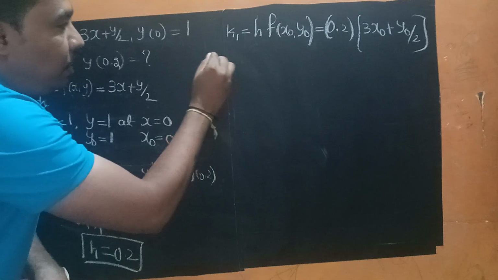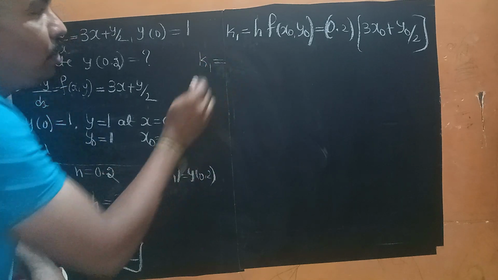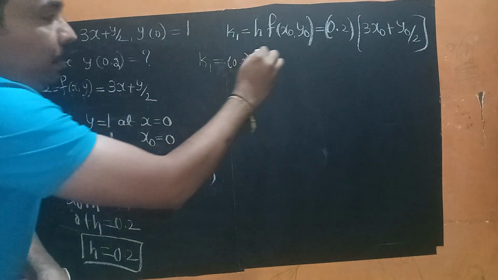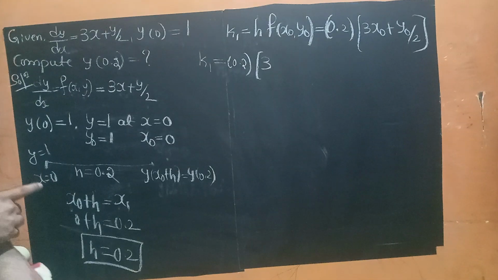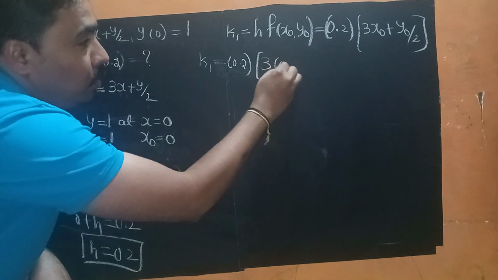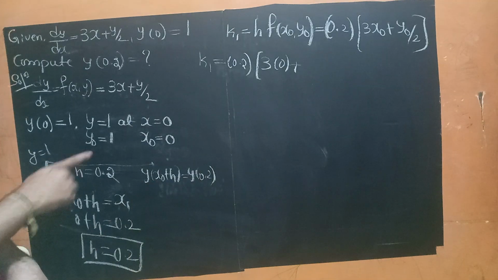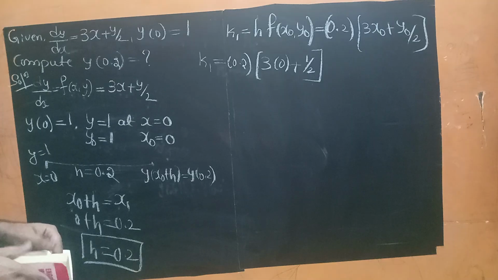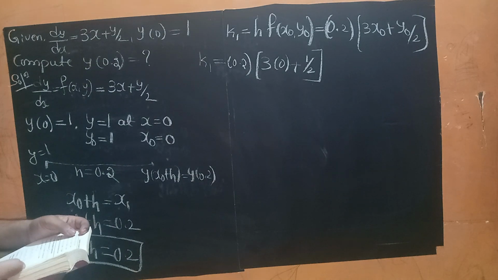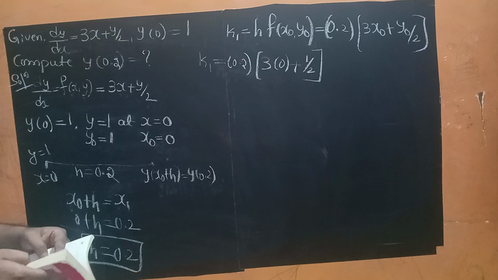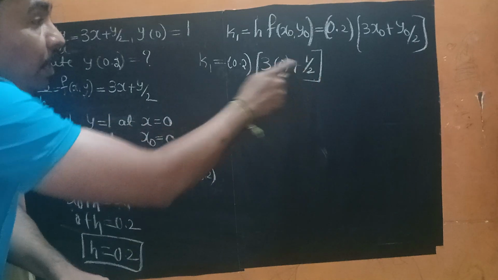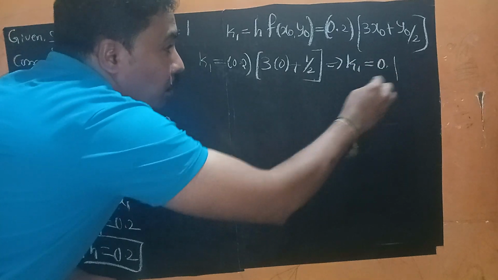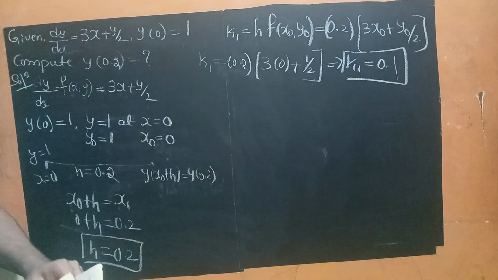So K1 equals 0.2 into 3 x0. X0 value is what here? 0, plus y0. Y0 value is 1 here. So 1 by 2. If we simplify that, we will have the K1 value. So what is that K1 value? 0.5 into 0.2. So K1 value is 0.1. This is a very important step.